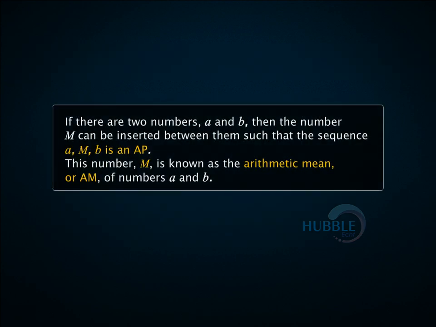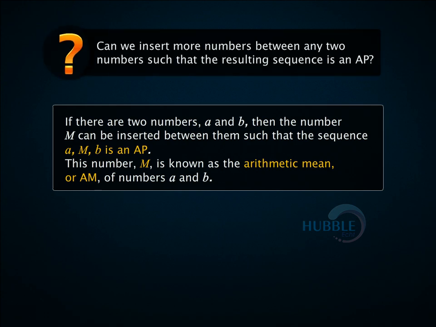We have seen that when we insert one number between two other numbers, we get a sequence in AP. Can we insert more numbers between any two numbers such that the resulting sequence is an AP? Let's find out.